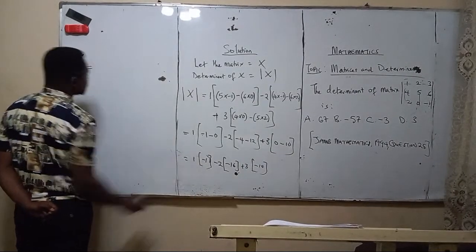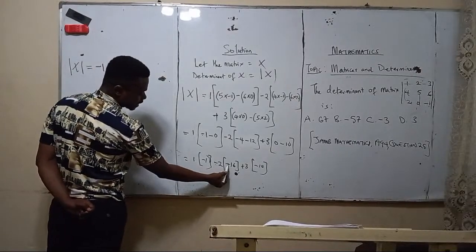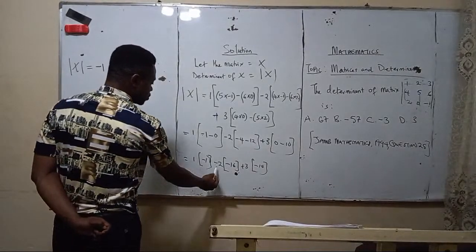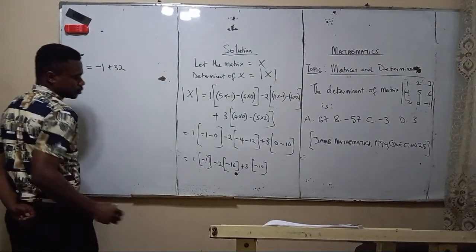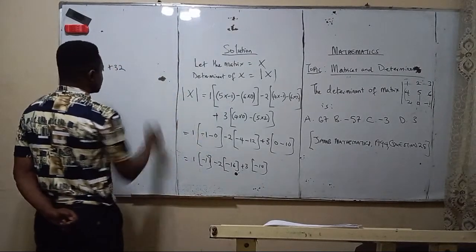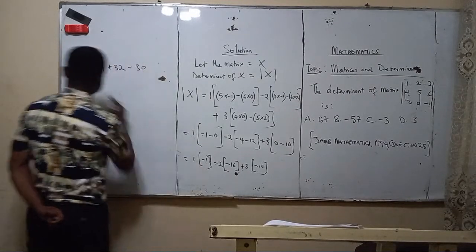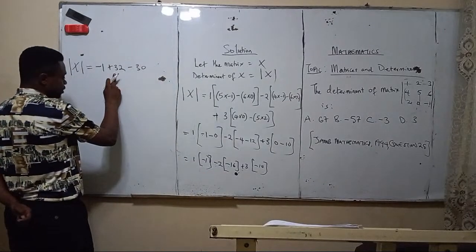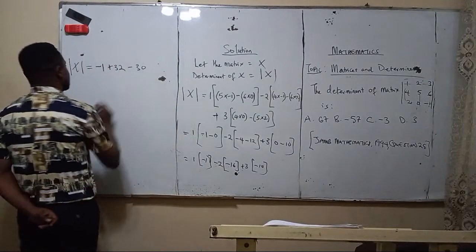1 times minus 1 is minus 1. Minus 2 times minus 16 is plus 32. Plus 3 times minus 10 is minus 30. Remember, 1 times minus 1 is minus 1. Minus 2 times minus 16 is plus 32. 3 times minus 10 is minus 30. So let's continue.